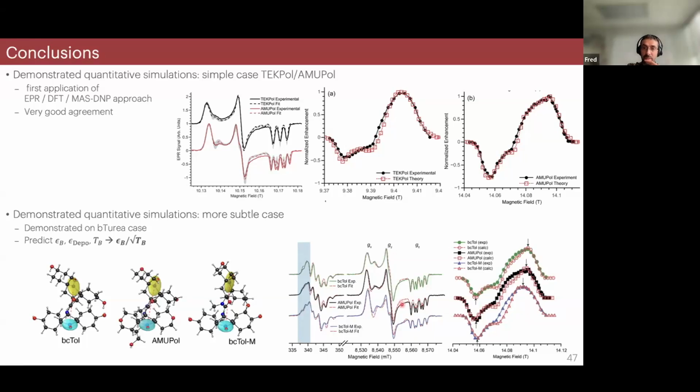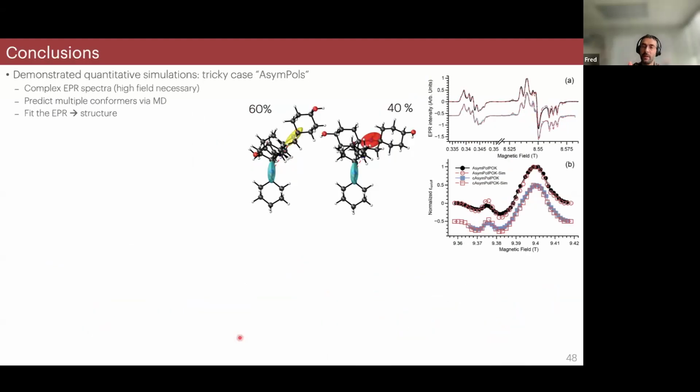And in particular, this is clearly an indication that the relative orientation was so critical in the changes here, not really the change in the couplings between the electron spins. Another example was on the AsymPol, where EPR helped me figure out that there are two conformers, and this is the only way those EPR spectra could be fitted correctly. And knowing that you have two conformers is also an indication that this one is not a great MAS-DNP performer, while this one is the one I would like.